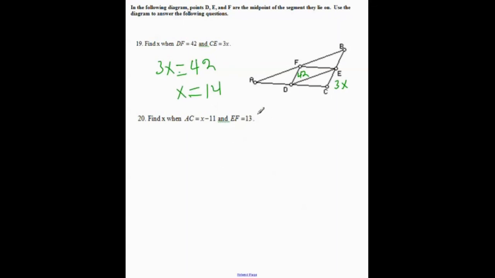What about when AC is x minus 11, and EF is 13? Well, EF is 13, so we're going to have to basically double that, 26. And we have x minus 11 is equal to 26. We're going to add 11 to both sides, so x is equal to 37.